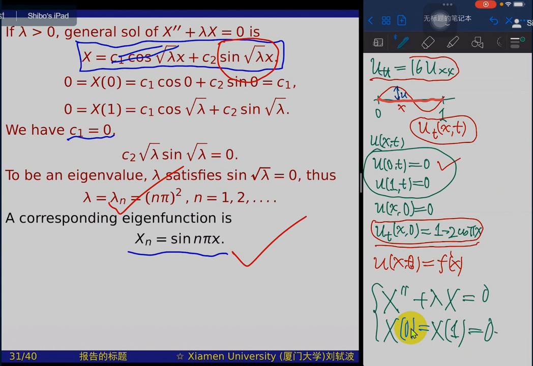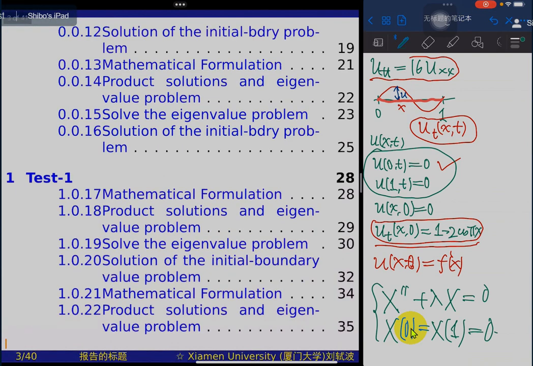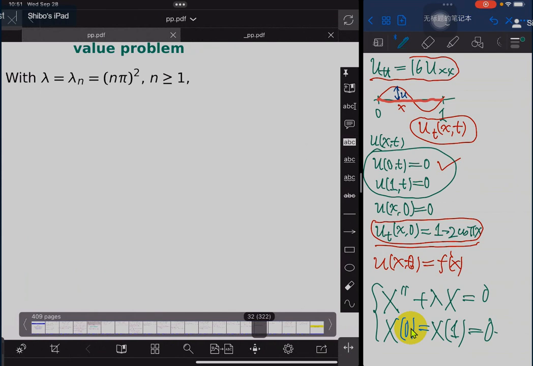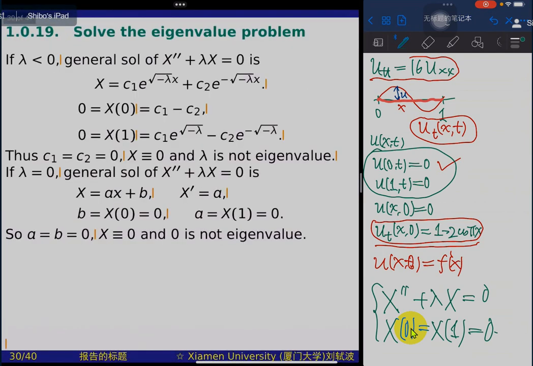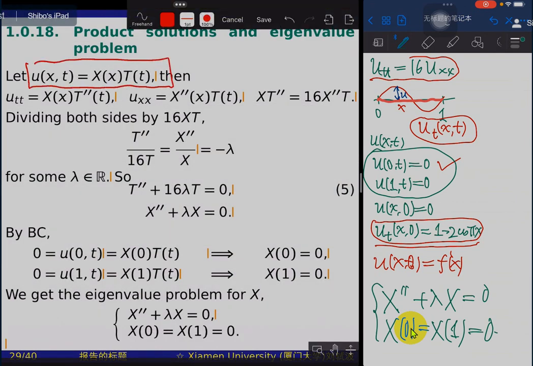Okay? Now, the last step of this problem is to find the solution of our initial boundary problem. Well, our initial boundary problem, that is our mathematical formulation, is here. Okay, so to find the solution, what we did in our last steps, we found the product solution of this form, and we find that capital T and capital X satisfy this ODE, T double prime and X double prime. The X double prime ODE combined with the boundary condition consists of the eigenvalue problem we just solved. Okay, but we know nothing about T, so we need to solve the ODE for T.